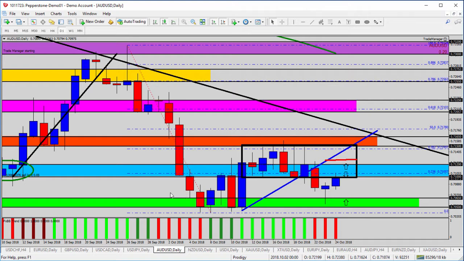Now, if you're a buyer, if you're thinking this is time for the upside for the Australian dollar, then I think you must wait for it to break through the blue zone before you decide to take the long shot for the Australian dollar today.